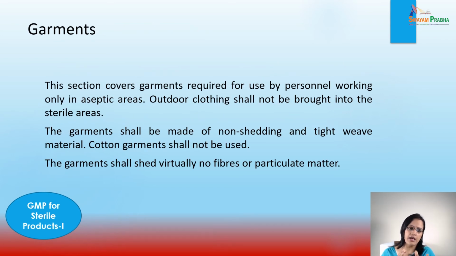Okay, next is garment. The garment requirements for use by persons who are working in sterile, or you can say parenteral, or in the manufacturing of ophthalmic preparations, which are sterile products, right? So what are the requirements? The garment should be made up of non-shedding and tight weave material. Cotton garment shall not be used. The garment shall shed virtually no fiber or any particulate matter which can invite contamination.